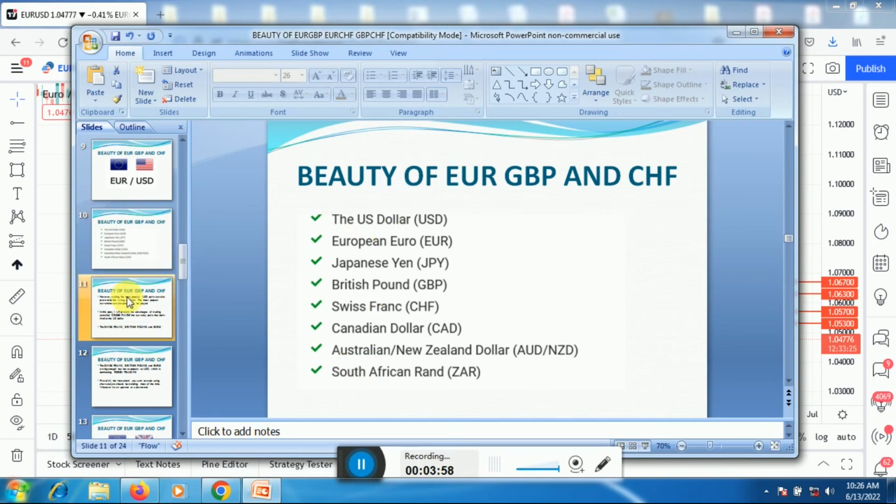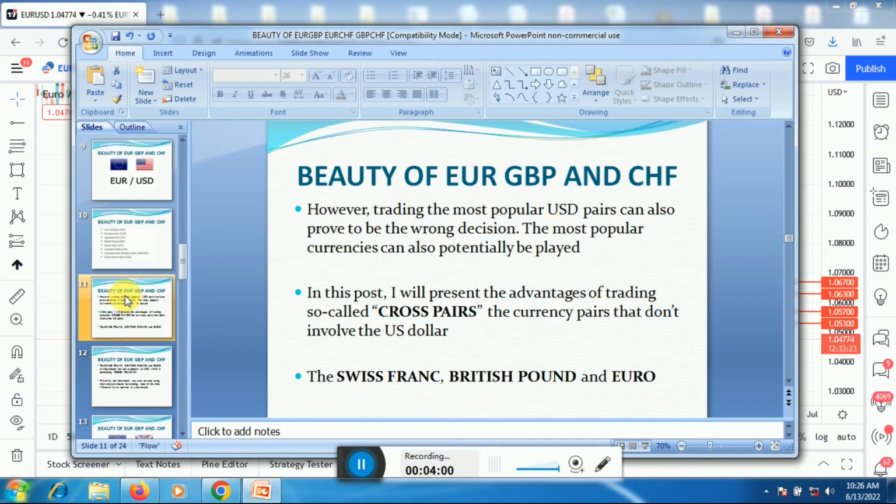If we move forward from there, however, trading these most popular US dollar pairs can also prove to be a wrong decision at times. Most popular currency pairs can be partially played by these major banks, because most of the time these large institutions know that people trade these major currency pairs. So in this post, I'll present the advantages of trading the so-called cross pairs, the currency pairs that do not involve the US dollar in them.